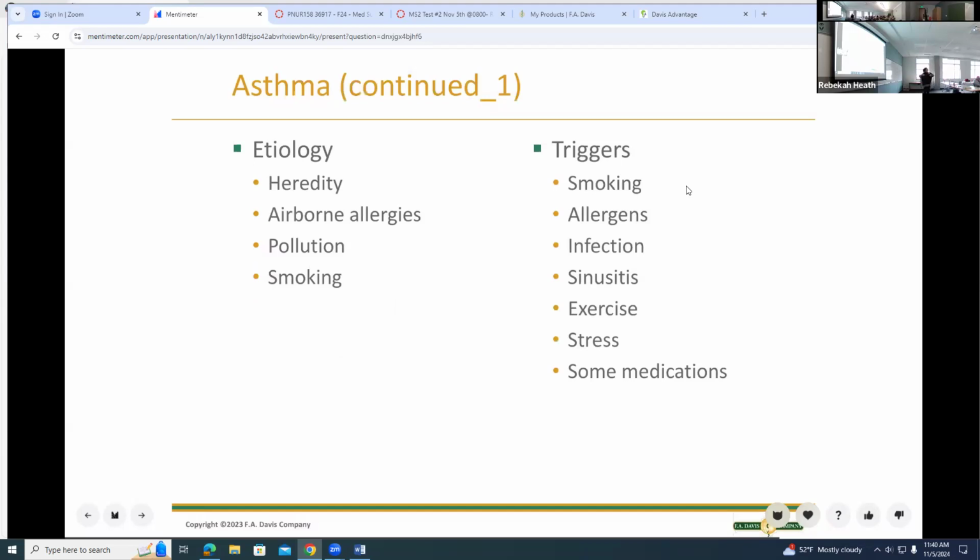The triggers, as far as what causes the asthma to flare up, can be anything from smoking to allergens. If you have sinusitis, inflammation in your sinuses or anywhere in the airway tract, that can cause an asthma attack. Stress, right? Some people go in to take a test and all of a sudden their asthma flares up. That's stress. All those chemicals our bodies make put them into an asthma attack.